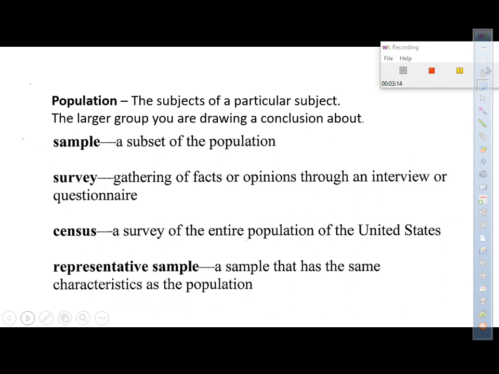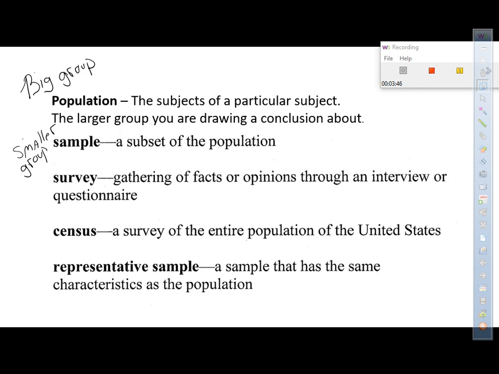Now, moving on with the definitions. Population: the subjects of a particular study, the larger group that you're drawing a conclusion about. I will show you on my next slide a very simple survey. And out of that survey, I'm going to ask you to pick out the big group that I'm drawing a conclusion about, and then also pick out the smaller group. So, population is the big group that I'm going to draw a conclusion about. The sample is a subset of that population, so it's a smaller group.